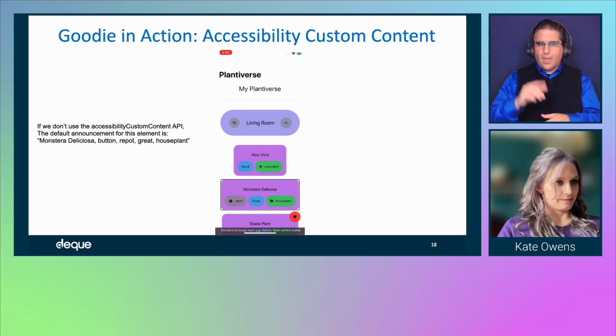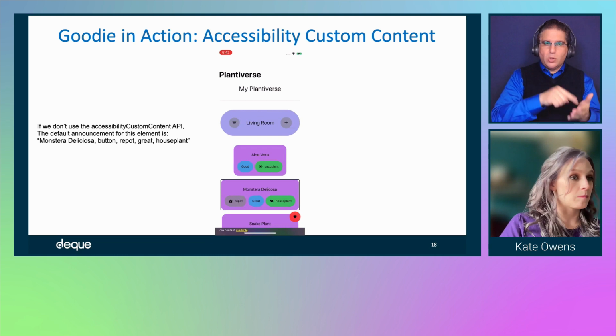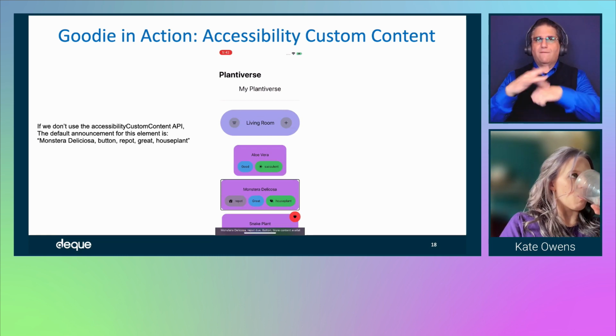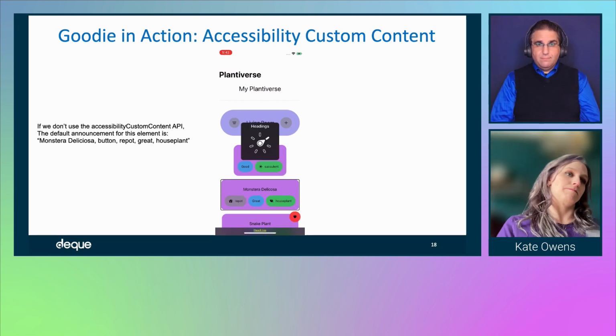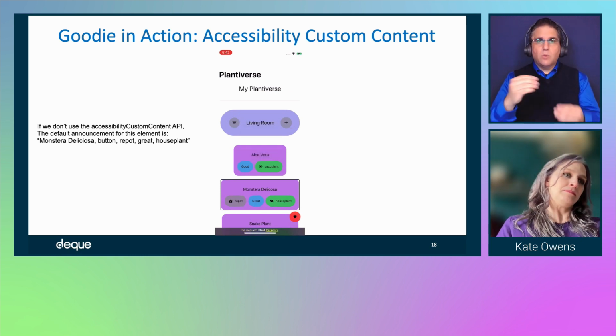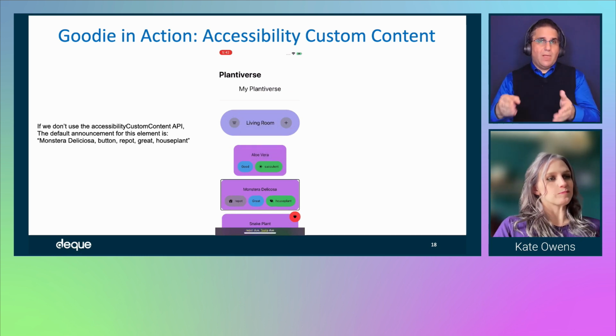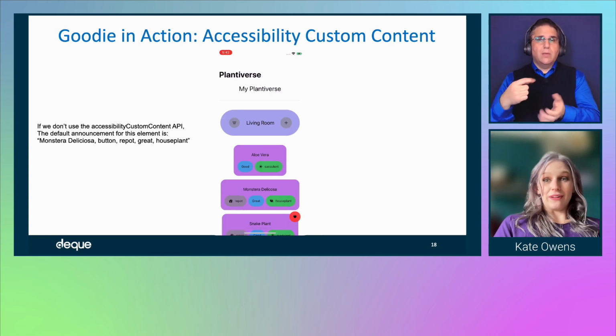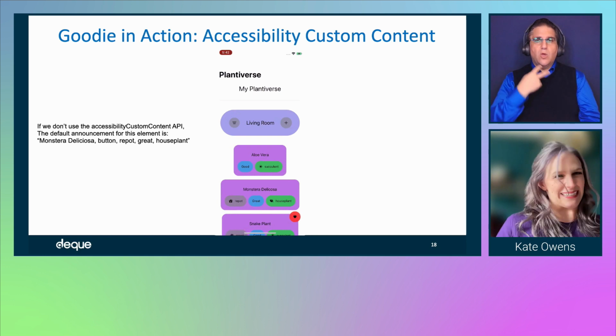Monstera delicosa, repot due, button, more content available. Headings. Containers, headings, more content. Houseplant, plant category. Great, plant health. Repot due, tasks due. Okay, so voiceover off. Oh, okay.